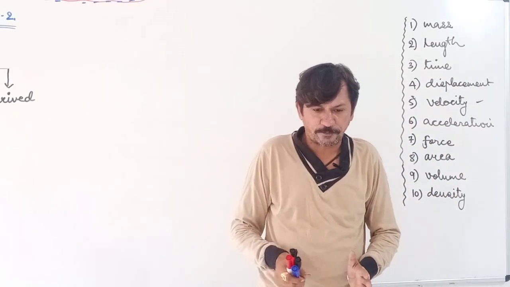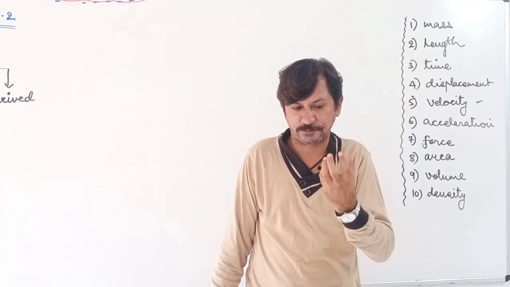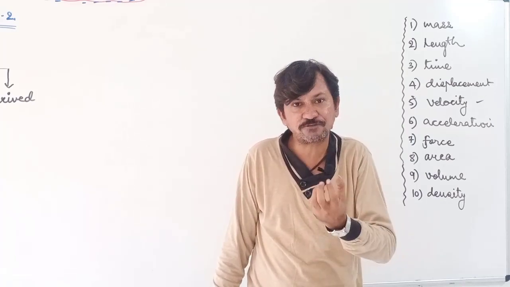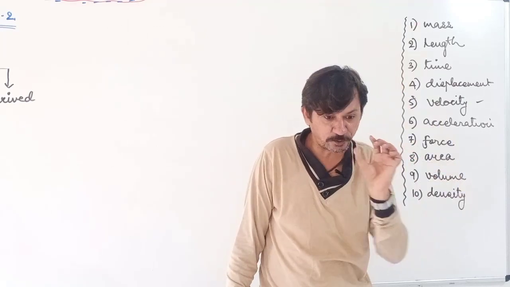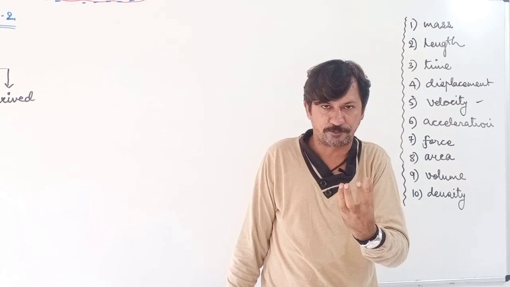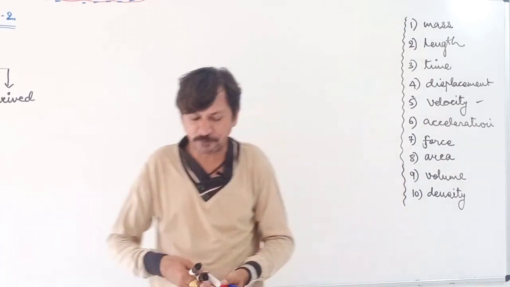So a group of physical quantities by using which we can derive all other physical quantities. So this group is called base group or fundamental group of physical quantities. Here is the definition for you.